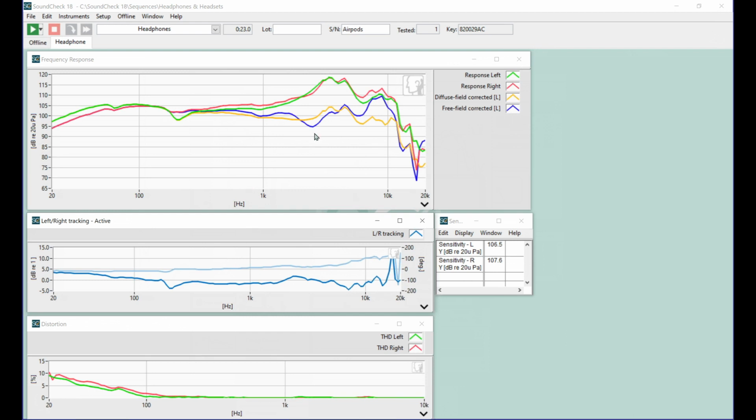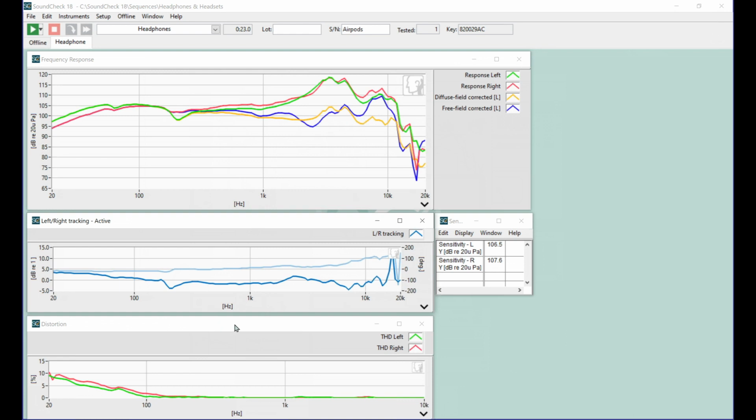But let's just focus for a moment on the diffuse field corrected and the free field corrected. Now I'm only showing it for the left just because I didn't want too many curves on my graph at one time. But again, this headphone was designed with diffuse field correction in mind and is actually pretty flat.